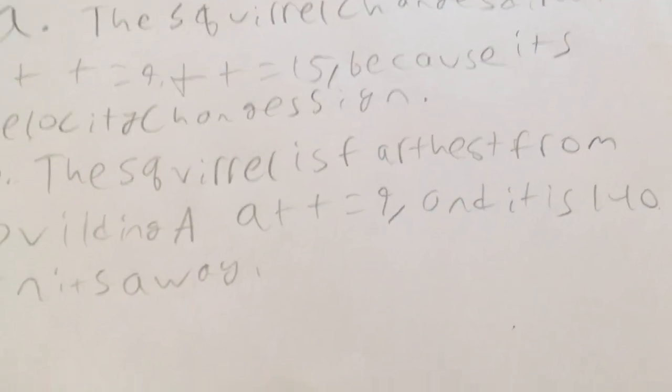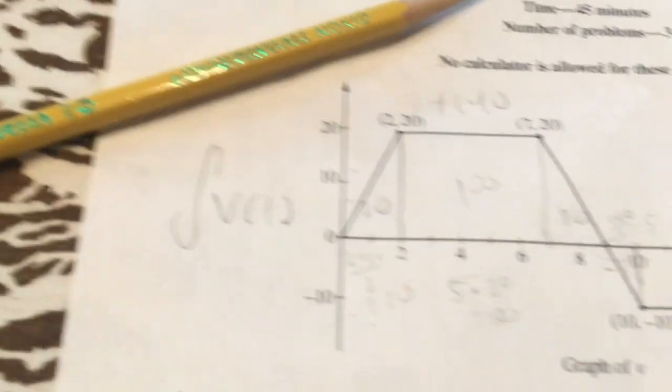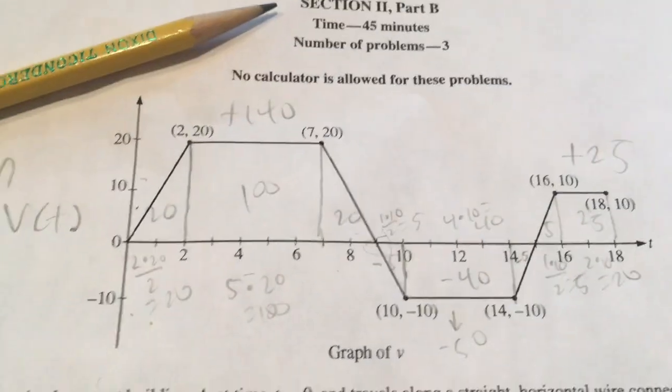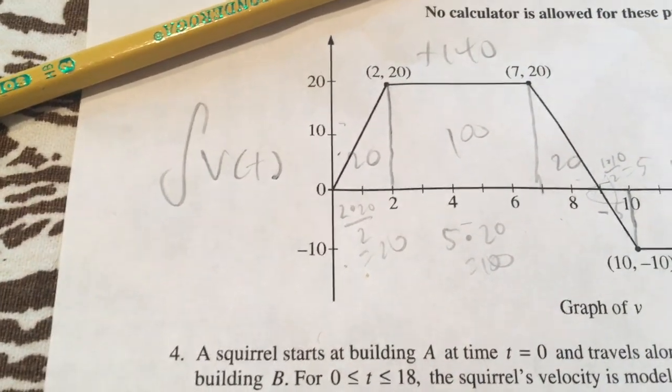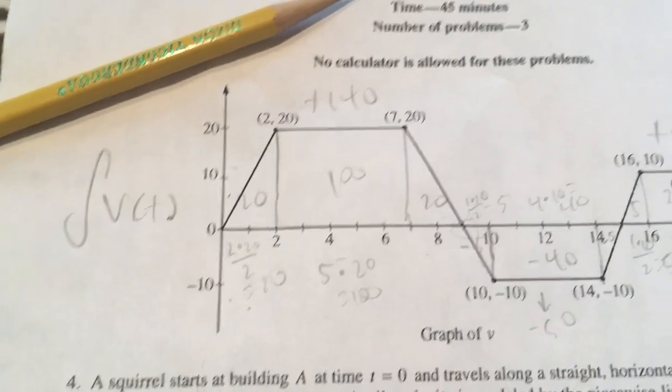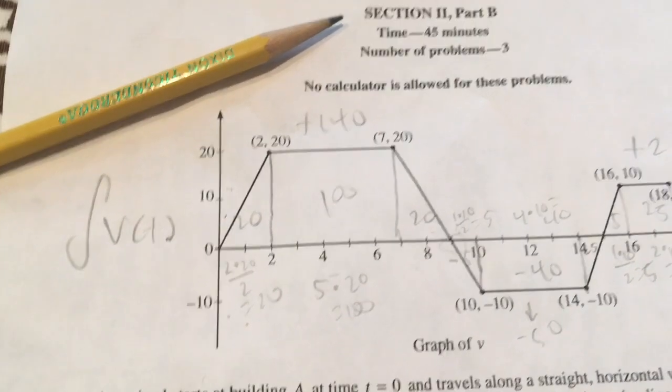So the squirrel is farthest from building A at t equals 9, and it's 140 units away, because that's the area under the curve of v of t at that time. This is like taking the integral of v of t, except we don't have a calculator, so we can't actually take the integral, but it's basically the same thing because it gives us a nice geometric graph that we can just math out using triangles.